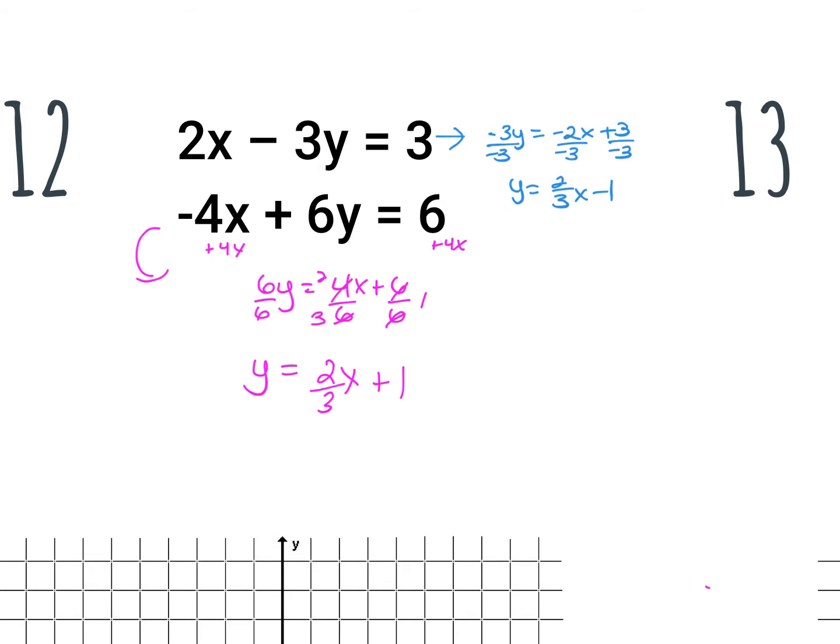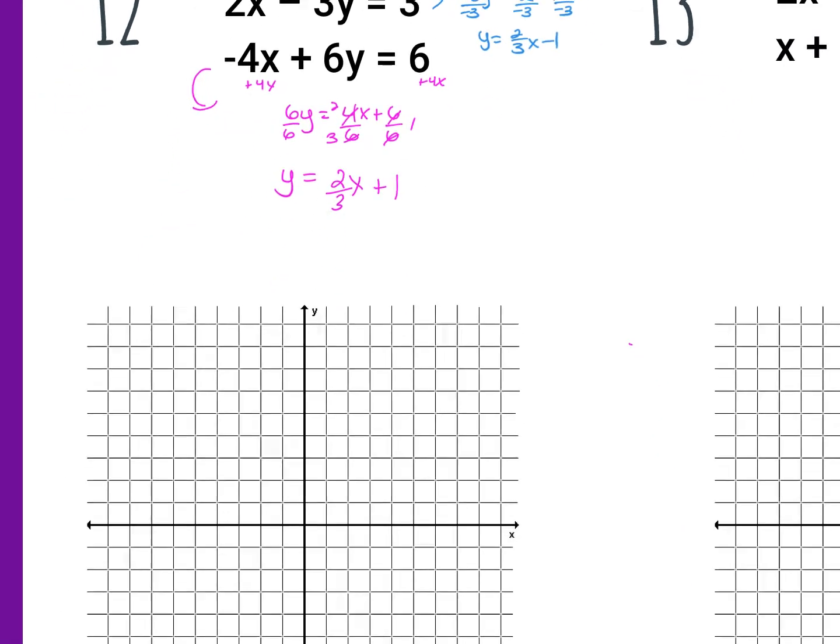So before we even graph these, what do we notice about them? No solution. Why? Because the slope is the same, and the y-intercept is different, right? So if you catch it from here, you already know this is no solution.